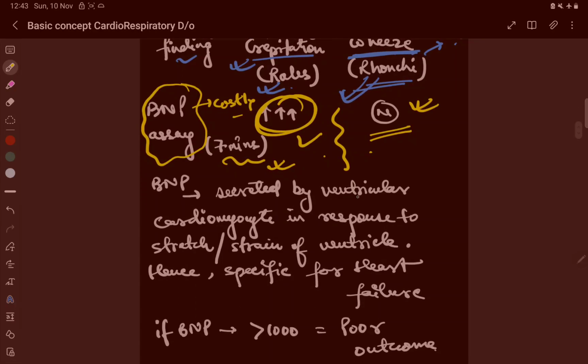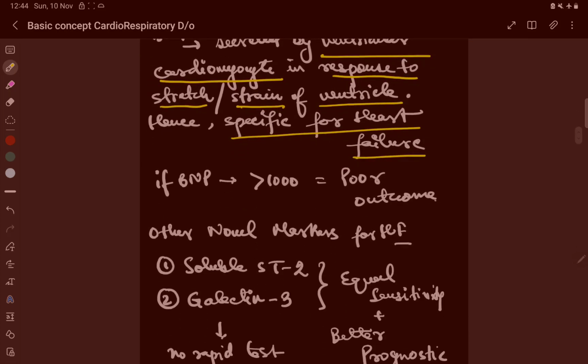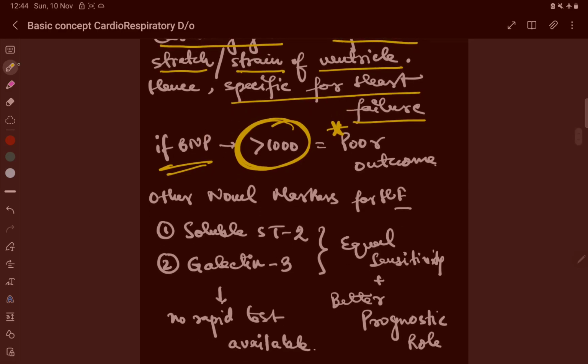Okay, so BNP is secreted by the ventricular cardiomyocyte in response to the stretch and strain on the ventricle, hence this is specific for heart failure. Okay, so if BNP is more than 1000, we say that the patient has a poor prognosis, poor outcome may be present. Okay, now very important, a few more questions for your MCQ.